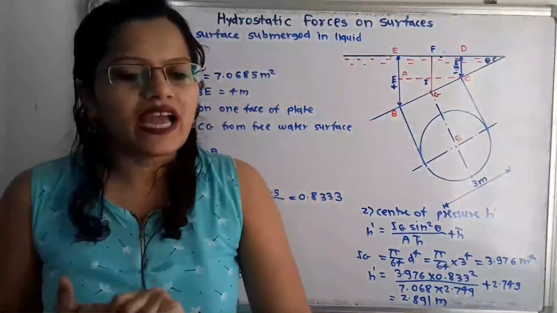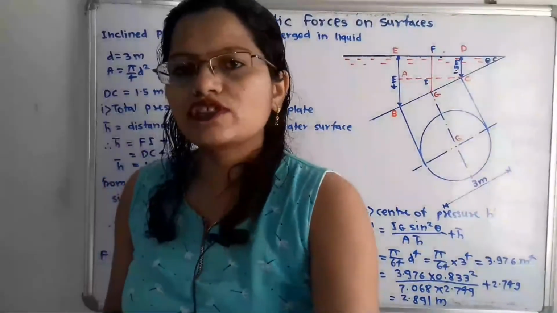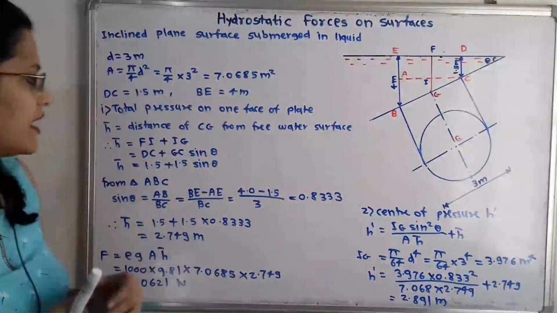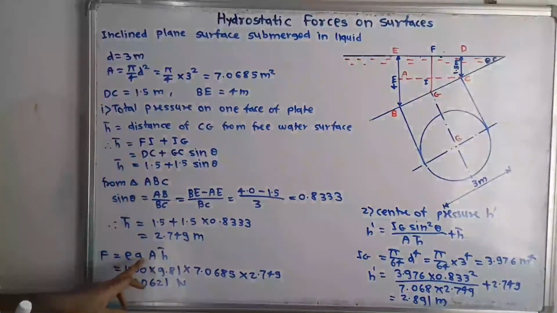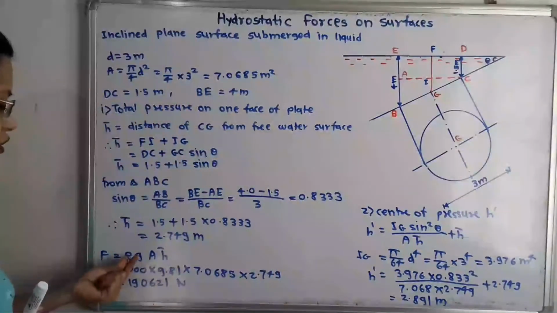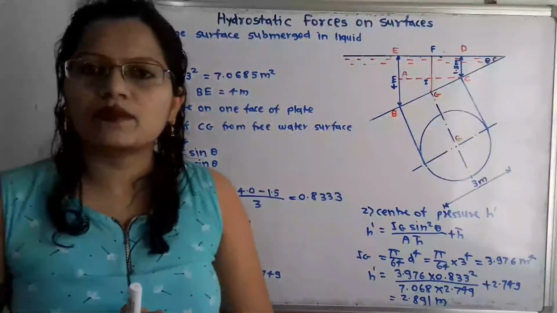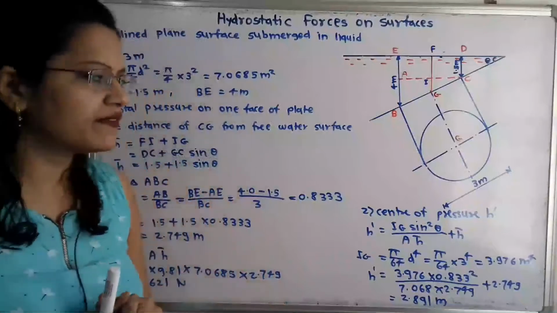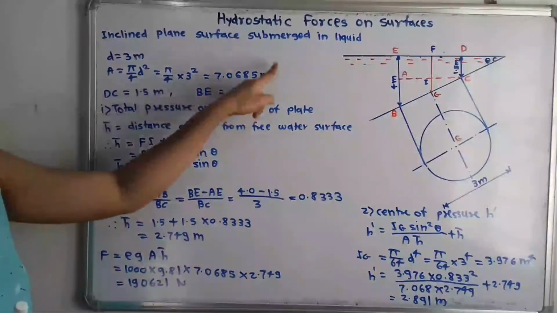For that we have the formula for the total pressure, F is equal to rho g A h bar. Rho means density, so density of water is 1000 kg per meter cube, g is 9.81, and A is the area that we have calculated here.